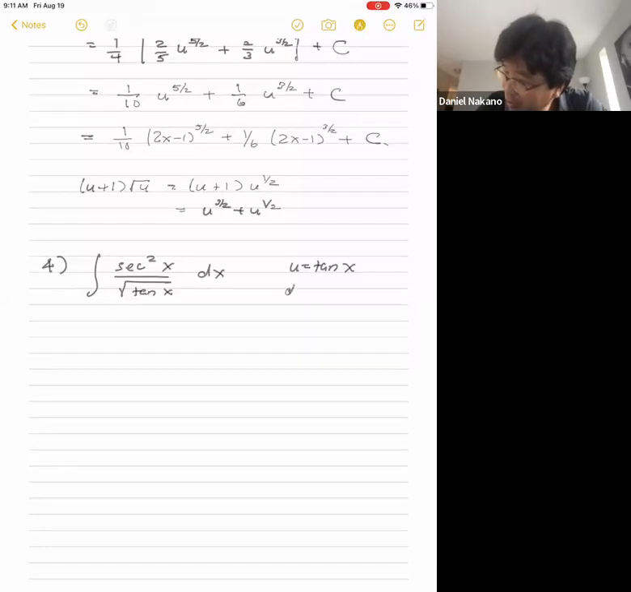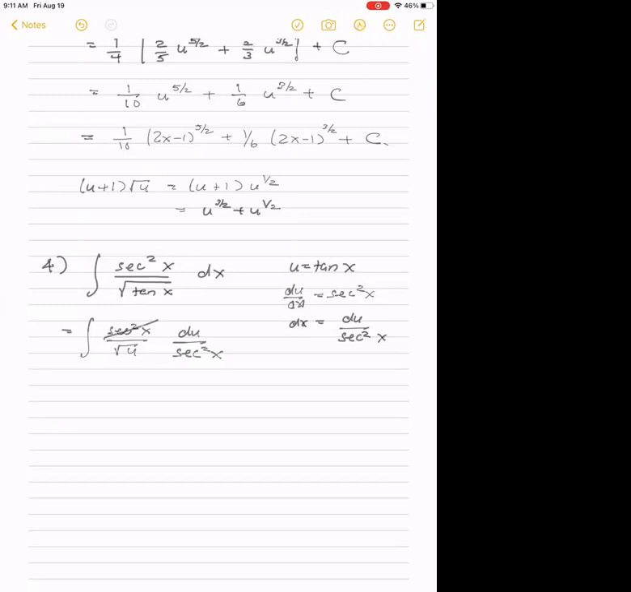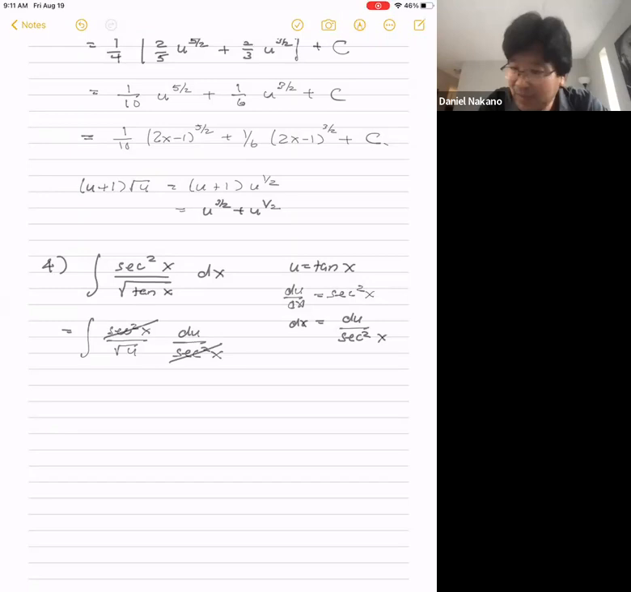So let's take the derivative, which we know is secant squared of x, right? And now we can do what we need to do. So here I have secant of x, square root of u. Now dx here is going to be equal to du over secant squared of x. Okay, so now I have du over secant squared of x. And conveniently, because the problem is rigged, those two cancel out. So then I have the integral of 1 over square root of u du.